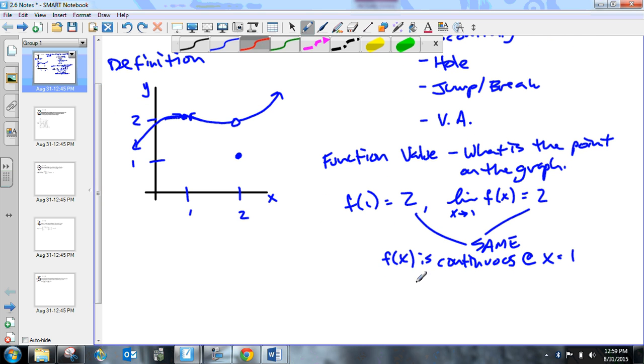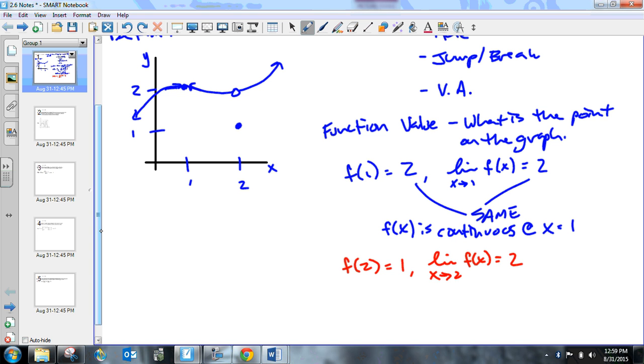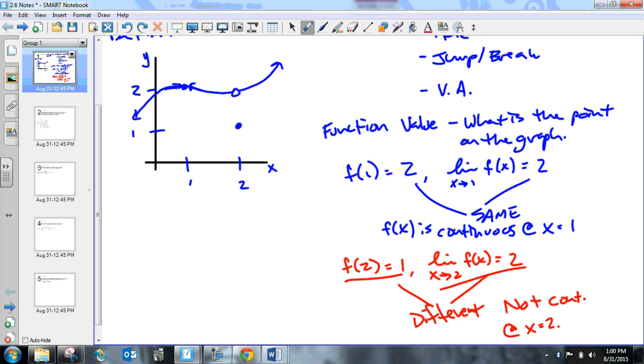Now let's take a look at x equals 2. Let's find f of 2. My point on the graph is at 1. And let's take the limit as x approaches 2 of f of x. I'll say that I get 2 as well. What you'll notice here, guys, is that my limit exists at x equals 2, but it's not the same as my function value. These are different, so this is not continuous at x equals 2. I have to use the function value and the limit value to show that.